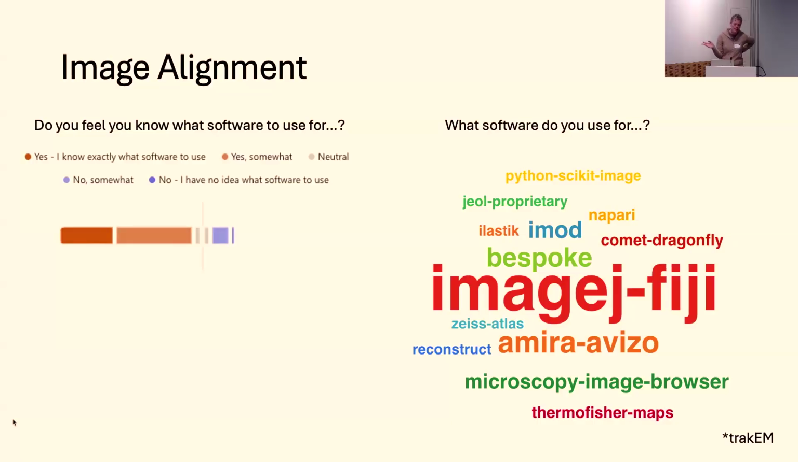Again, this is another example where people do know what software to use. And that software is ImageJ or Fiji for the most part. I did just want to highlight that if people gave details of a plugin in ImageJ or Fiji, so for example, in this case, TrackEM, I put that under one bucket, which is ImageJ Fiji, but this one very much was dominated by TrackEM.